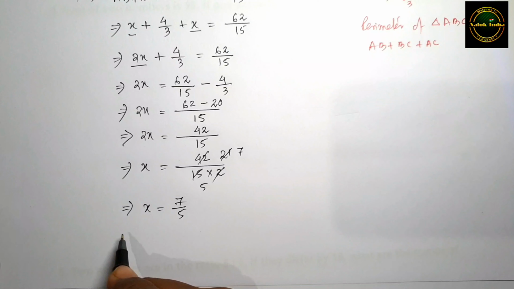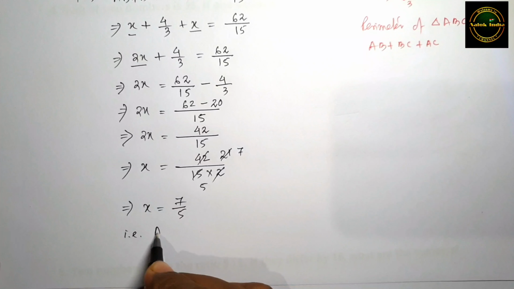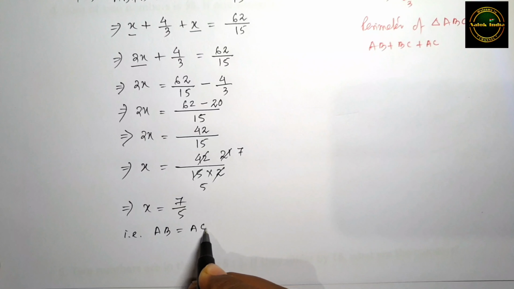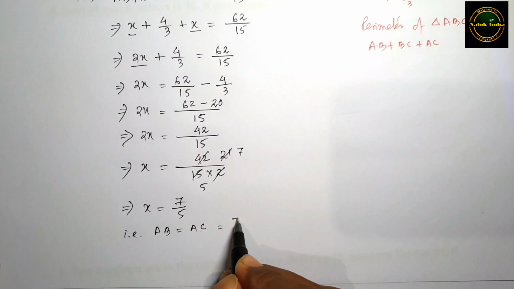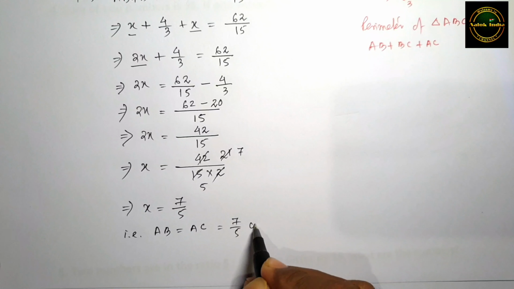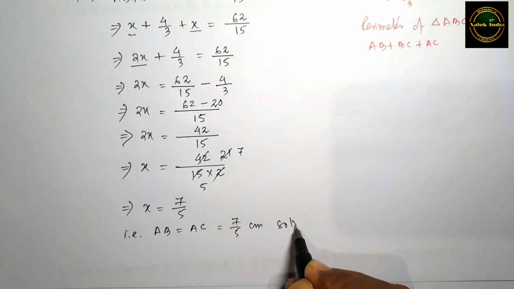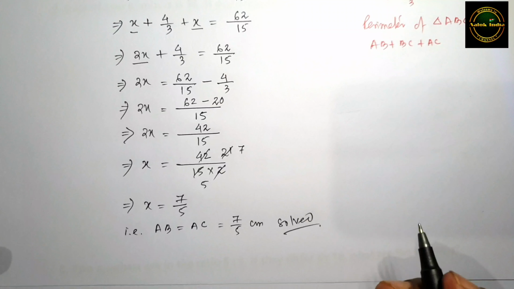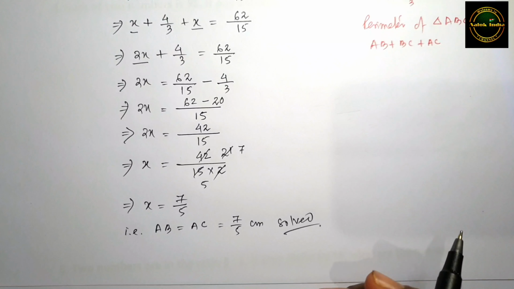and this x is nothing but the remaining equal sides of the triangle. That is, in place of x we will write AB is equal to AC is equal to 7 by 5 centimeter. So this is our answer. Now let's do the test for this maths.